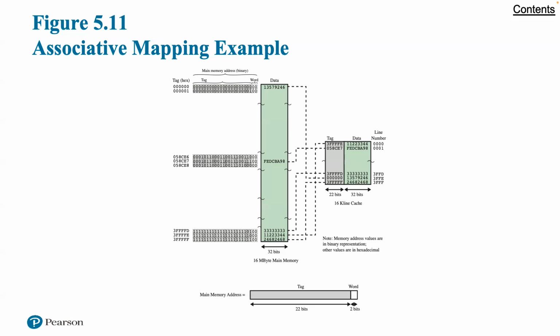With associative mapping, there is flexibility as to which block to replace when a new block is read into the cache. Replacement algorithms discussed later in the section are designed to maximize the hit ratio. The principal disadvantage of associative mapping is the complex circuitry required to examine the tags of all the cache lines in parallel.